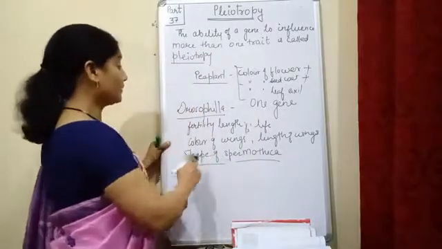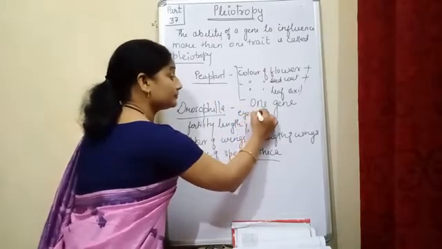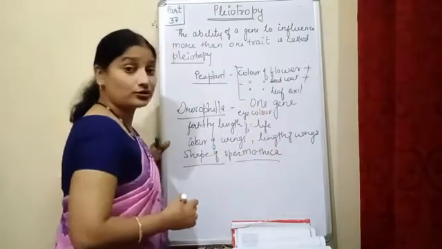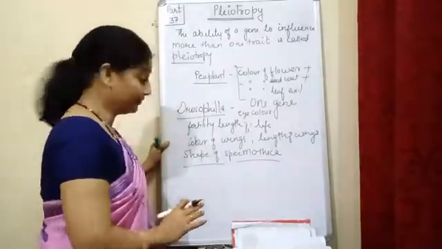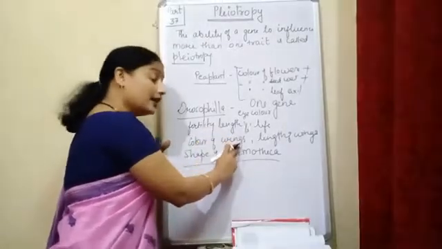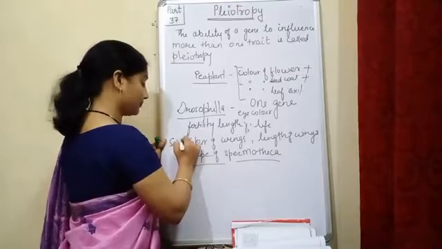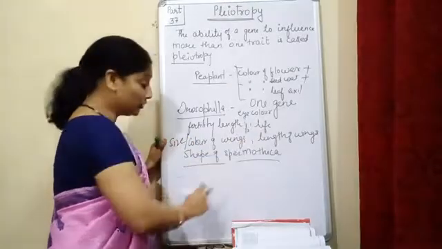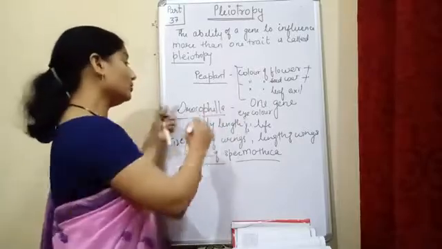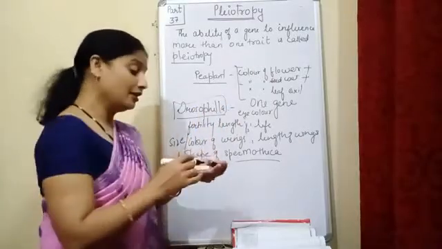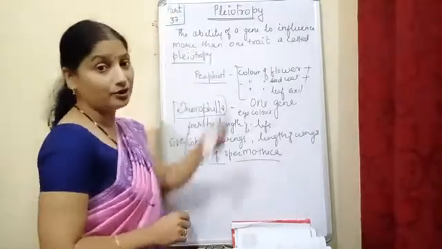So the gene that affects the eye color of the Drosophila also affects the fertility, length of the life, the color of the wings, the size of the wings, and the length of the wings, and the shape of the spermatheca. So here also one gene is responsible for more than one trait. That's why it is called pleiotropy.